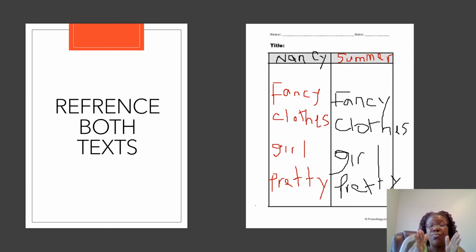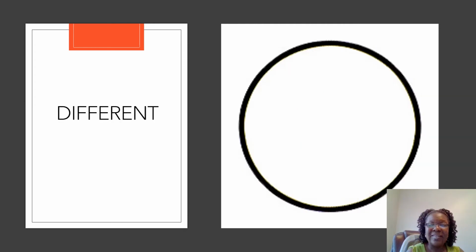So that's what reference means. Reference means what do we find in both books that's the same, and what do we find in both books that's different? Different means separate. The same means the same, alike, connected. All right, and different means separate. All right, so the next slide we're going to be doing how they are different.